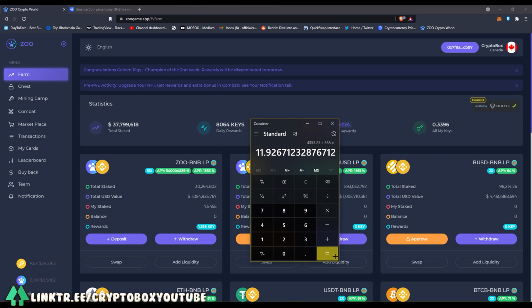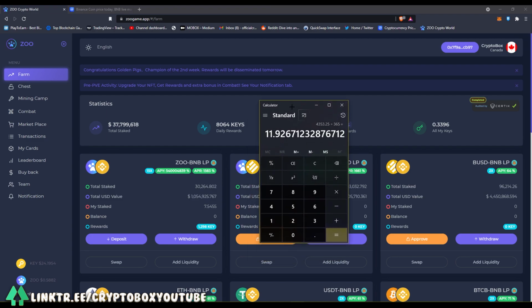Earlier I put around 420, so it has halved because of the zoo token, but it is alright. You don't have to panic sell or panic do anything. So just make sure you know what you're doing. Do your own research. I'm not a financial advisor, so take these things seriously.